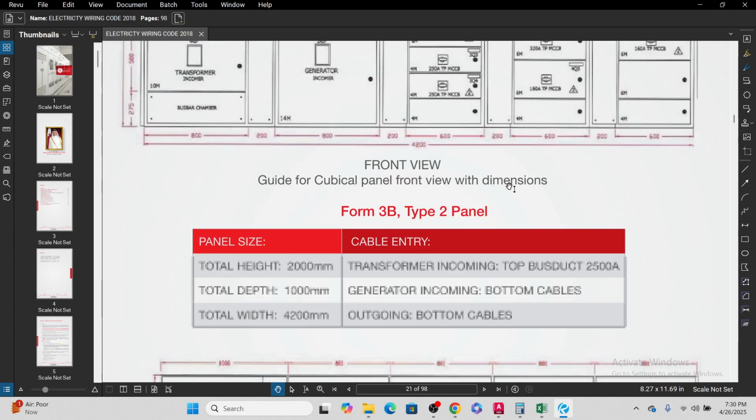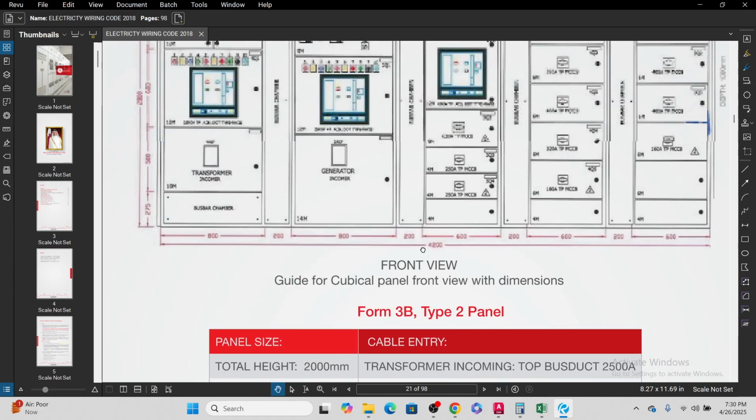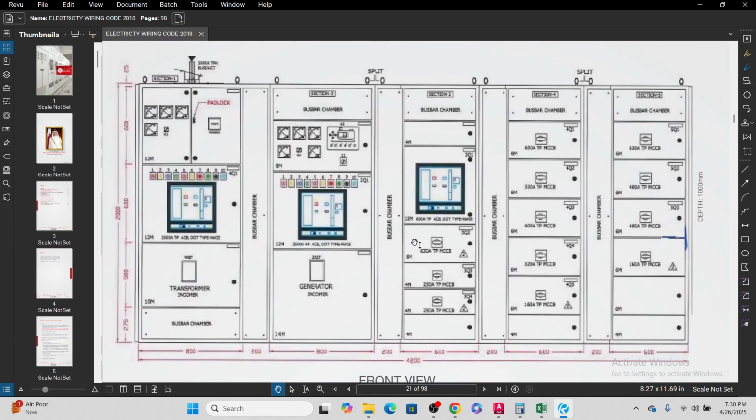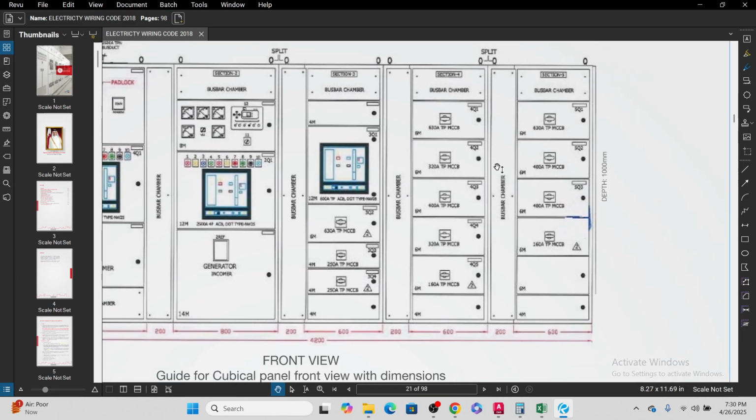So don't expect me to explain each and everything. You have to learn yourself also. I am just guiding you how to do the design. Okay. So each panel will connect.